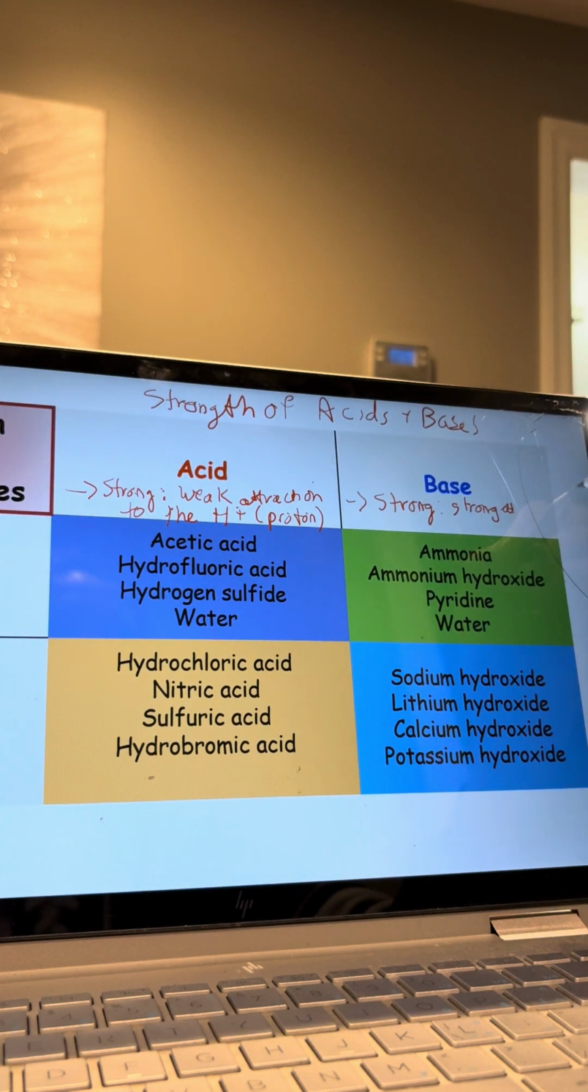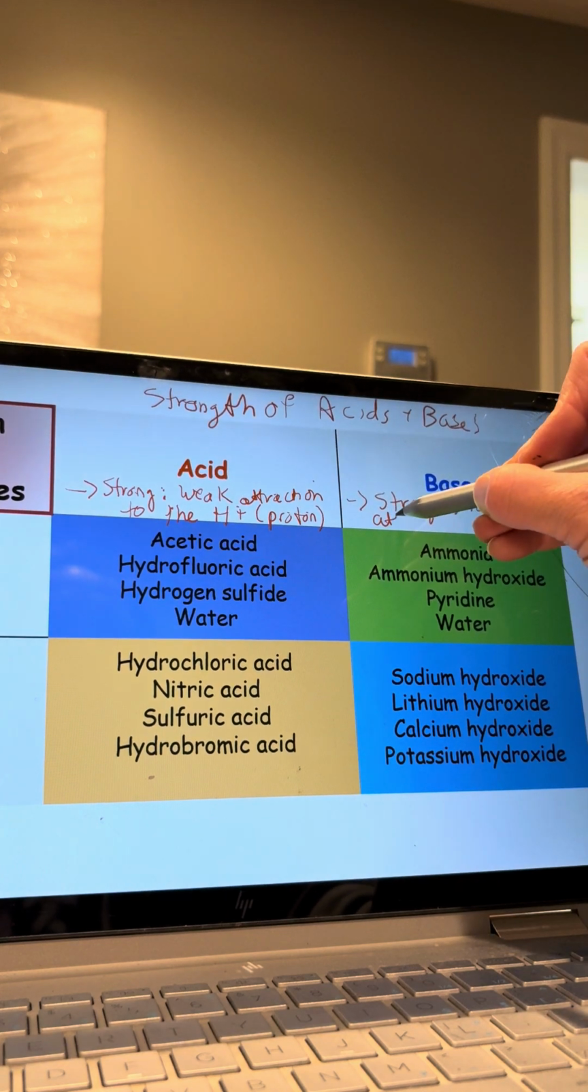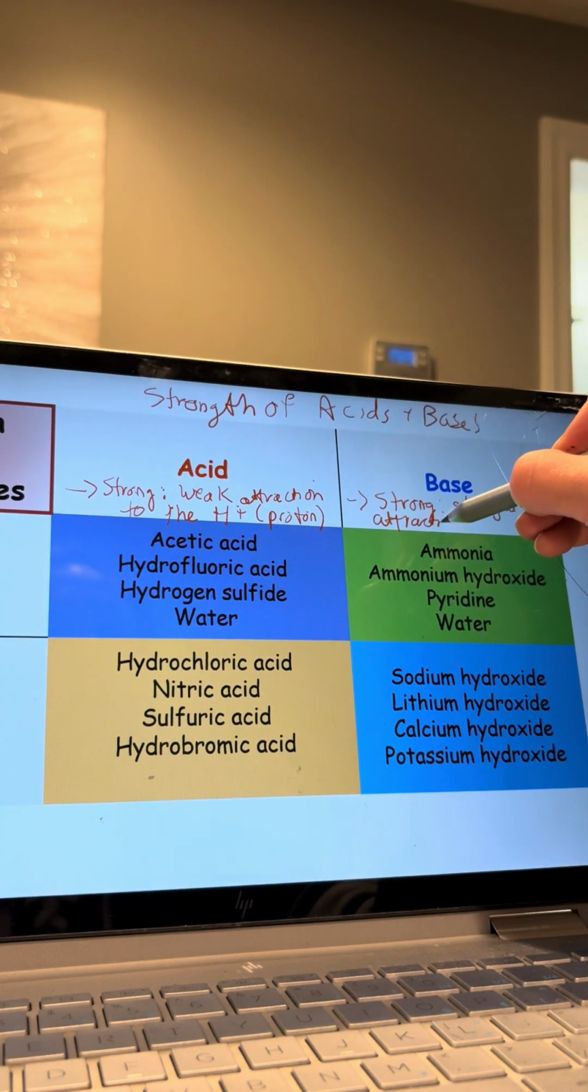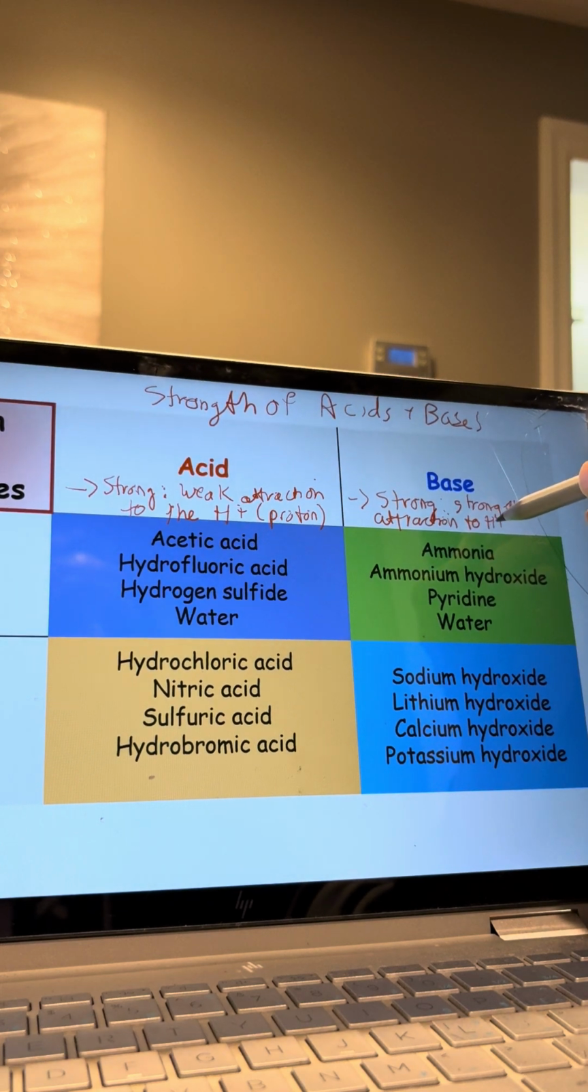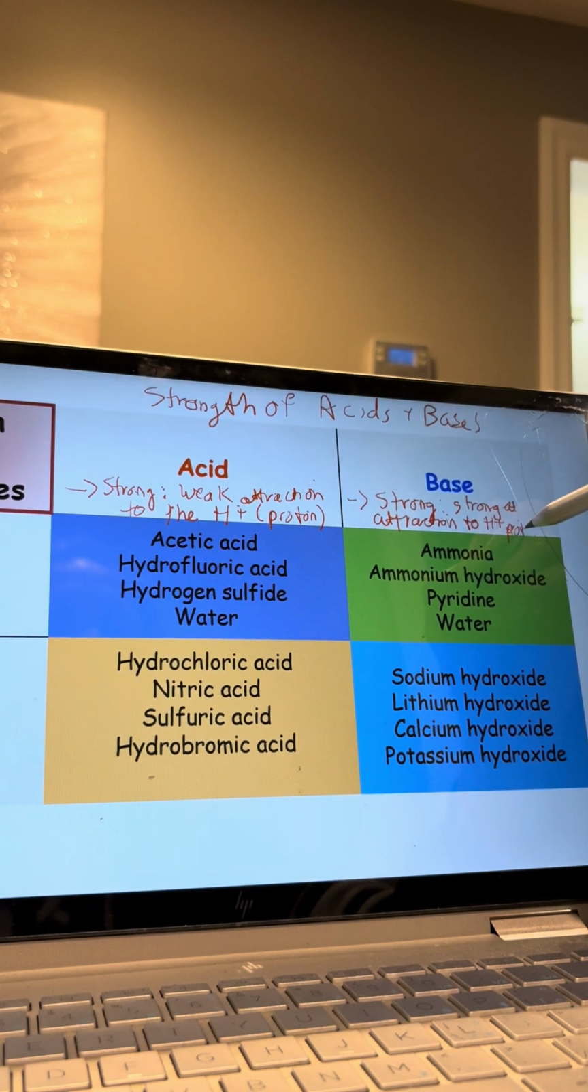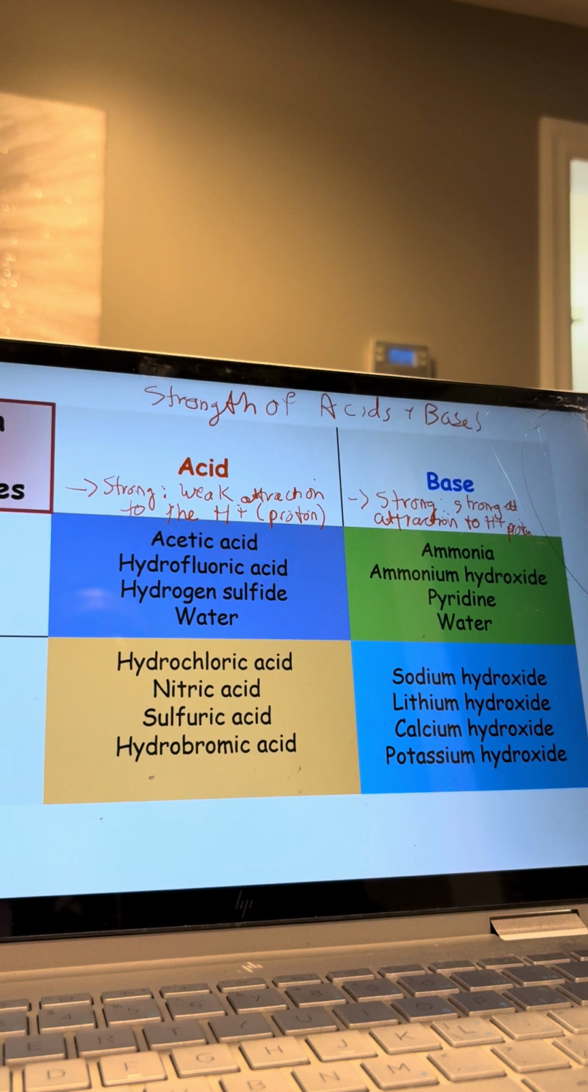Sorry, for some reason I can't write on the spot of my screen, so I'm going to write down here. Strong attraction to the hydrogen ion. So it's readily going to accept that hydrogen ion, very, very easily. It's going to have a strong pull on it, and then it's going to form a strong base. So that's kind of what that means.